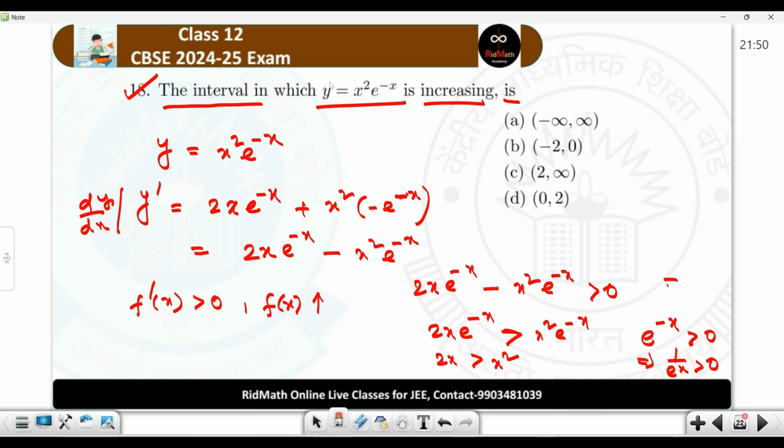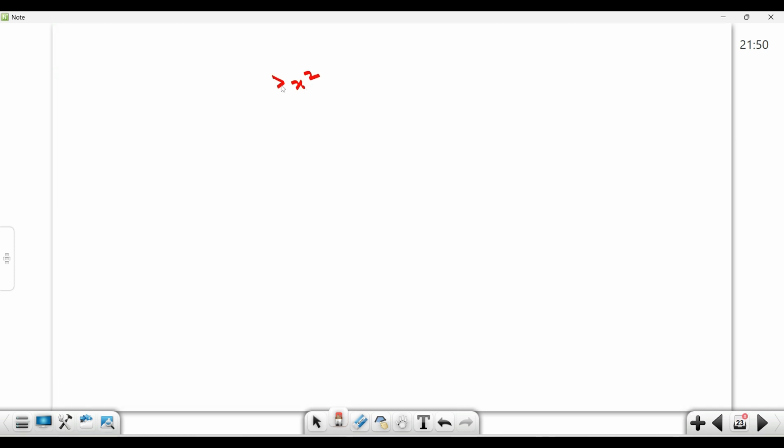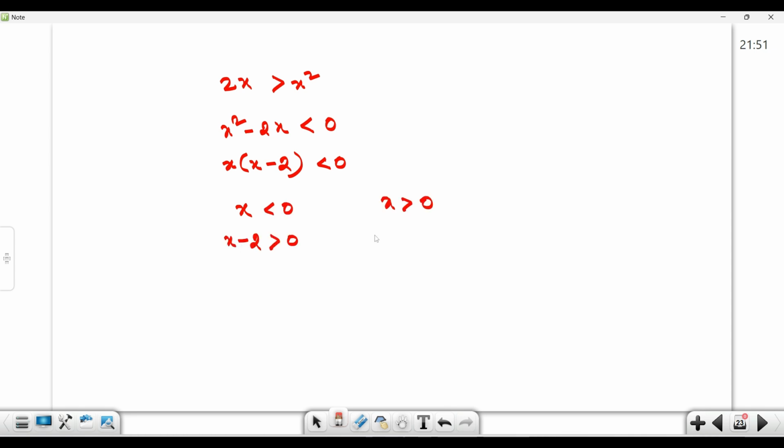So let us take this: x square is less than 2x, that means x square minus 2x is less than 0, that means x into (x minus 2) is less than 0. So that means x should be less than 0 and x minus 2 should be greater than 0, or x greater than 0 and x minus 2 should be less than 0. So here x is greater than 2 and x is less than 0. This is not possible because this is 0 and 2.